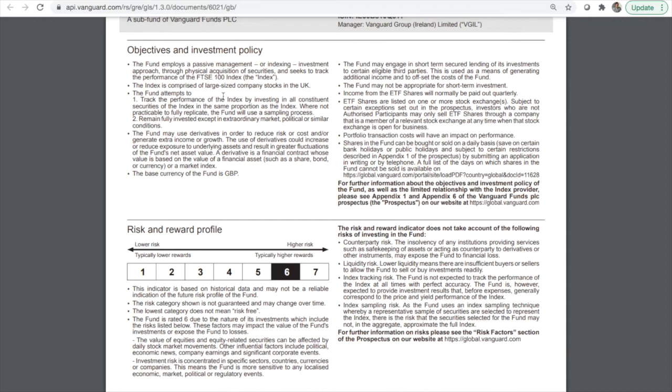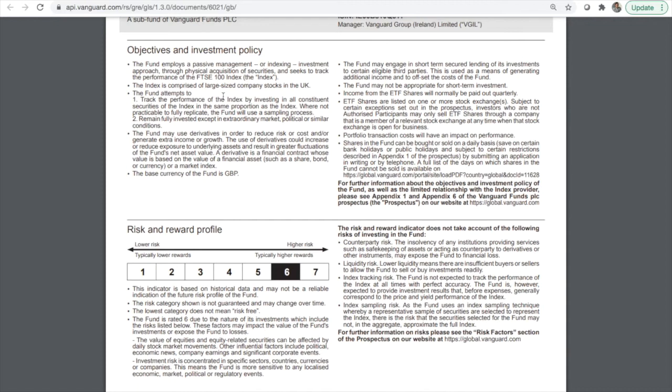So again, it's the top 100 companies, or roughly top 100 companies in the UK. And it lets you know that the fund attempts to track the index, but as I said, they can technically vary this and not fully replicate the index, but they will track the index as closely as possible. Another interesting thing that they state is that the fund may use derivatives in order to reduce risk or cost and to generate extra income or growth.